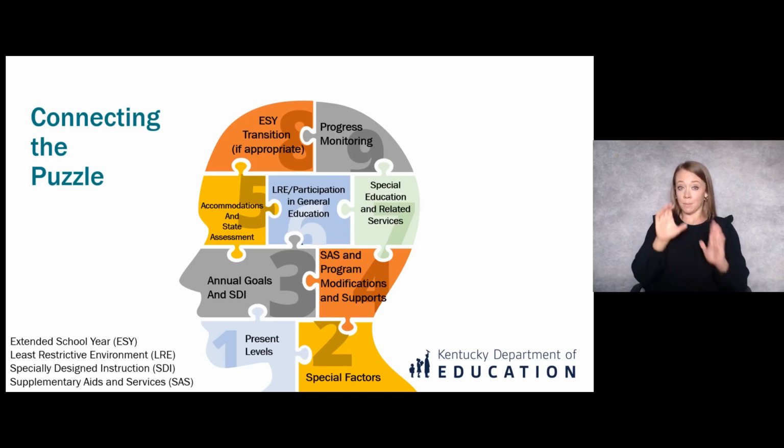This puzzle piece graphic on the screen is an outline of a child's head with puzzle pieces in it. It does not depict every detailed piece of the IEP, but it's meant for you to visualize how all the pieces of the IEP will make up an individualized and appropriate program for students. The IEP should be compliant, comprehensive, and consistent throughout, which includes the special factors.